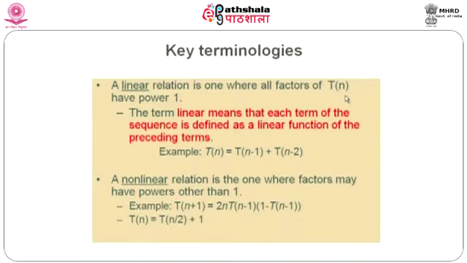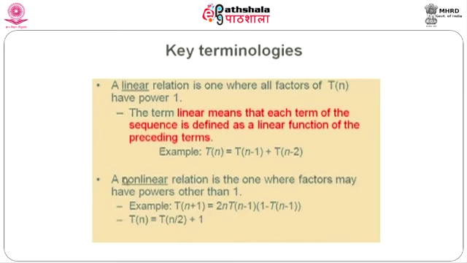Fine. Let us review some of the key terminologies of these recurrence equations before solving them. A recurrence equation is called a linear relation if all the factors of T of n have powers of 1. For example, T of n is equal to T of n minus 1 plus T of n minus 2 is a linear relation because all the terms have the power of 1 only.